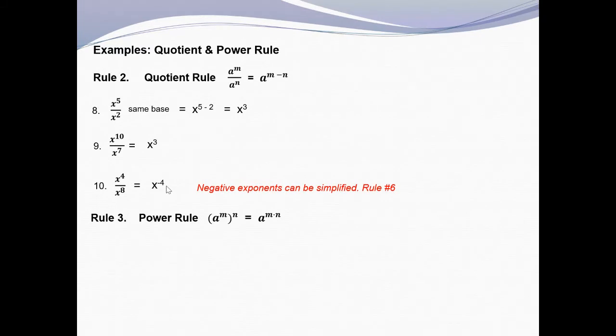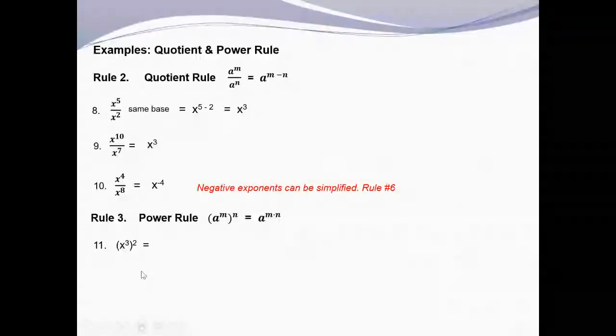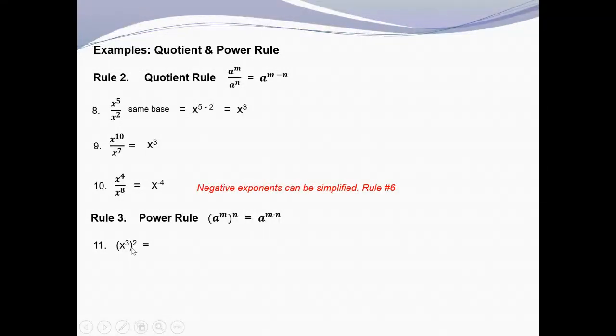Okay, now this is rule number 3. This is called the power rule. When you have a power raised to another power, you multiply the powers. So for example here, x cubed to the 2nd power. Let me show you what this means here, okay guys? This means x cubed times x cubed.